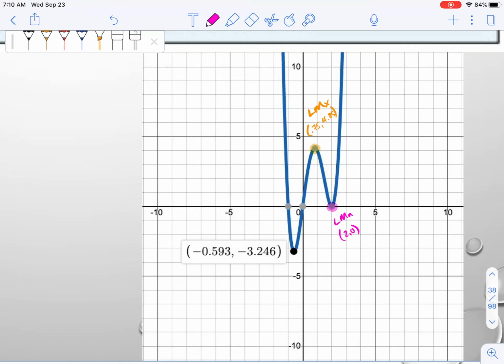Now, assuming this graph goes up on both of these tails and continues and it never turns and comes back down, right? Then we would say that we have an absolute minimum down here at this point, negative 0.593 and negative 3.246. Okay? This is the lowest point on the entire graph. Thus, it's our absolute minimum. Okay?